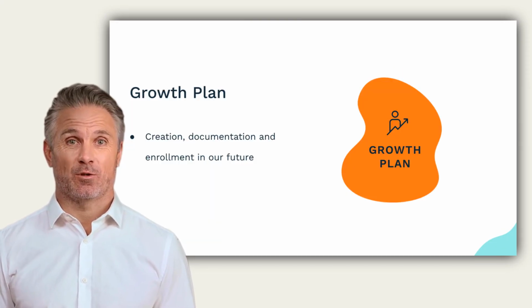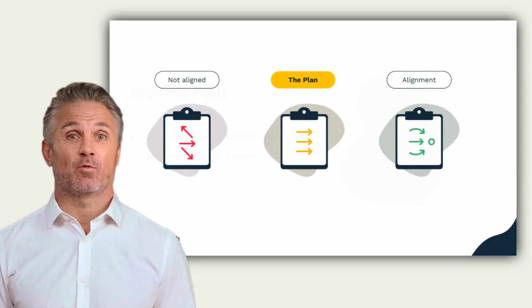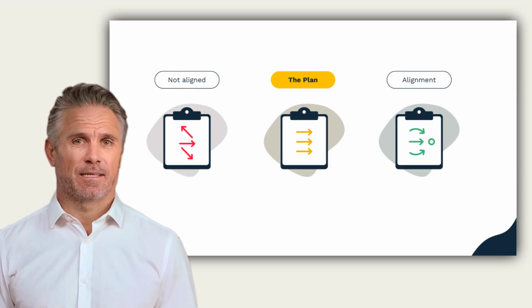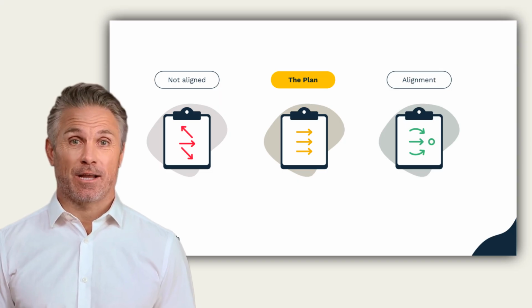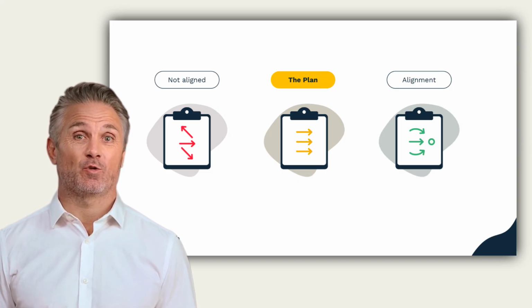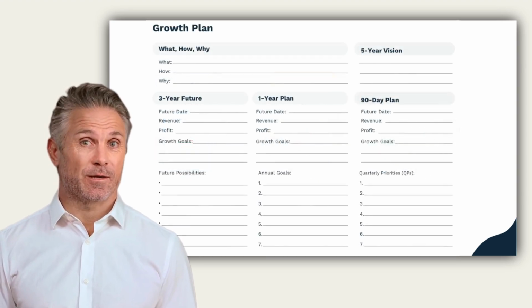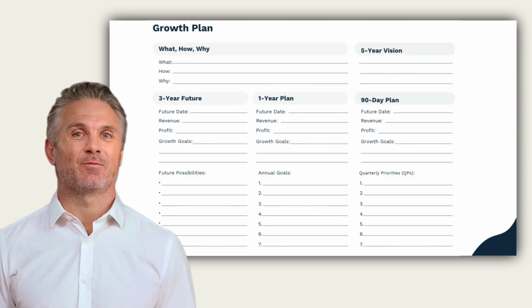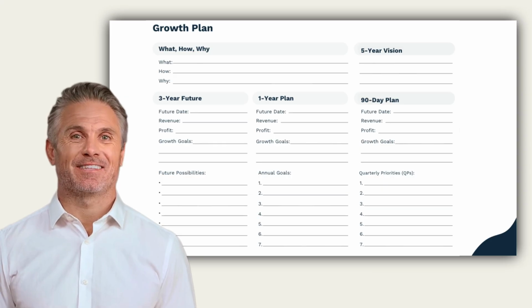So, the first of these 8 essentials is called the growth plan. This is all about creating, documenting, and enrolling your team in the future of the business. And when I say enrollment, that's just a fancy way of saying getting all 51 of your employees truly bought into the direction you're heading. Here's a quick look at the growth plan. As part of our journey together, we'll go through this in detail. I'll guide you with all the right questions and we'll go on a discovery process to uncover the best answers you've ever had to these.